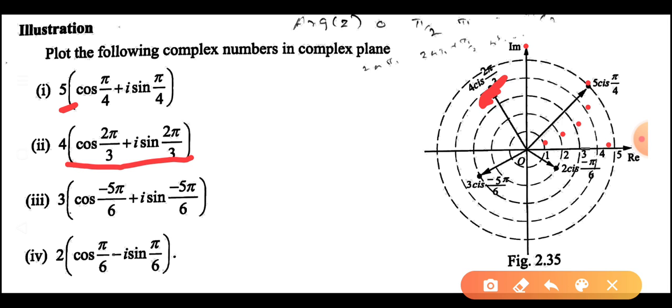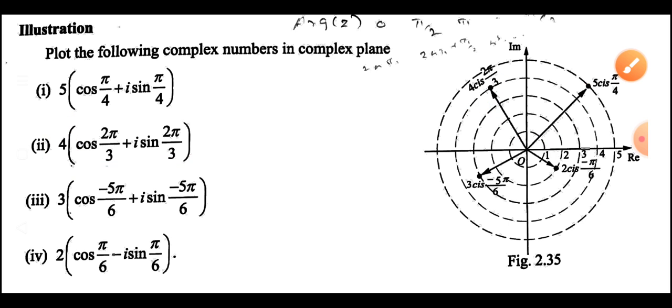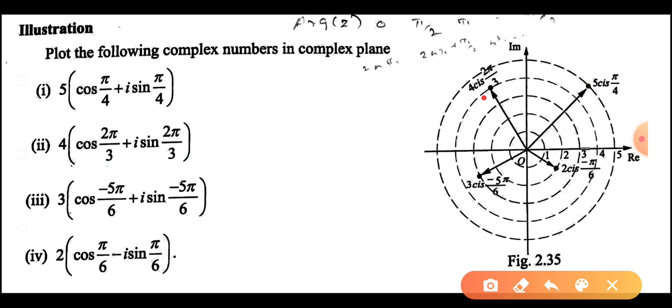But here listen, the modulus value is 4. So how many rotations do we make? Here we make 4 rotations: first circle, second circle, third circle, 4th circle. So 4 into 6, 2 pi by 3. Do you understand? Now third sum, here one minus symbol appears, but don't worry, this is very simple. 3 into cos minus 5 pi by 6 plus i sin minus 5 pi by 6.